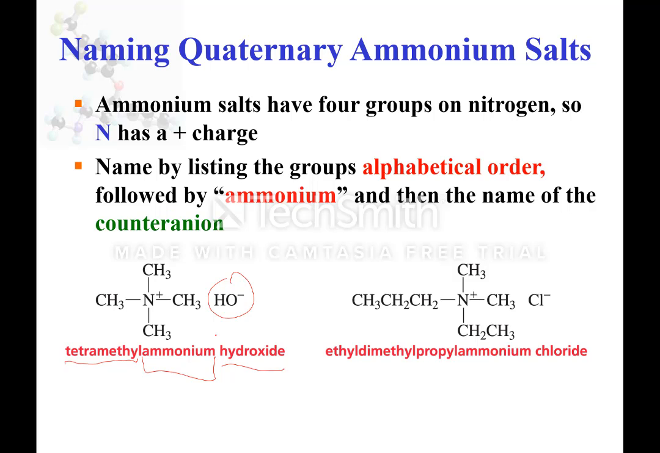Now let's look at a slightly more complex example where we have different alkyl groups. We find that this molecule has dimethyl, it's got an ethyl, and it's got propyl. Now we just put all these groups in alphabetical order. So E comes first, ethyl, then M, so it's dimethyl, and then finally propyl. So it's ethyldimethylpropylammonium, and the counterion is chloride. So that is a separate word at the end.